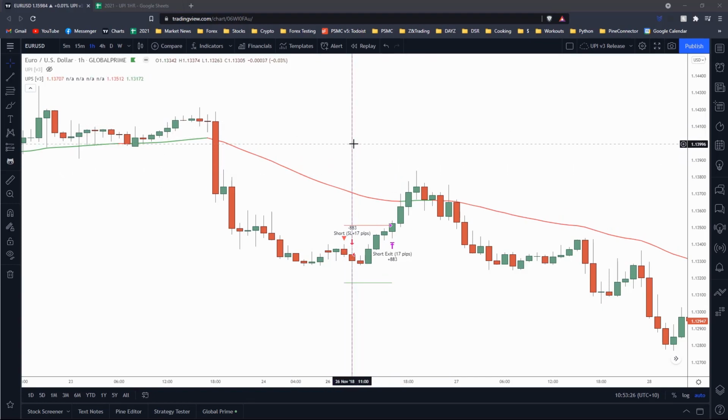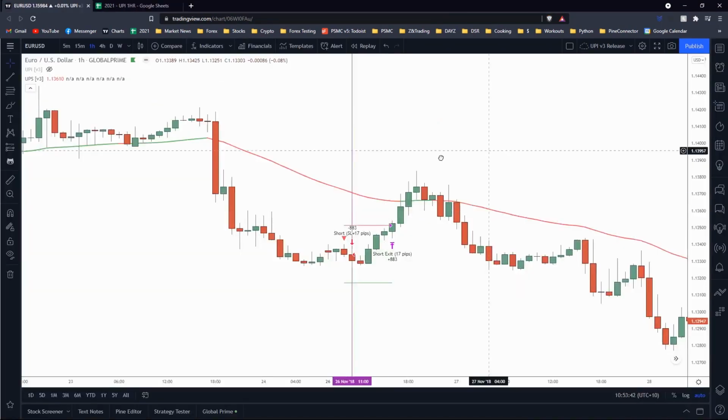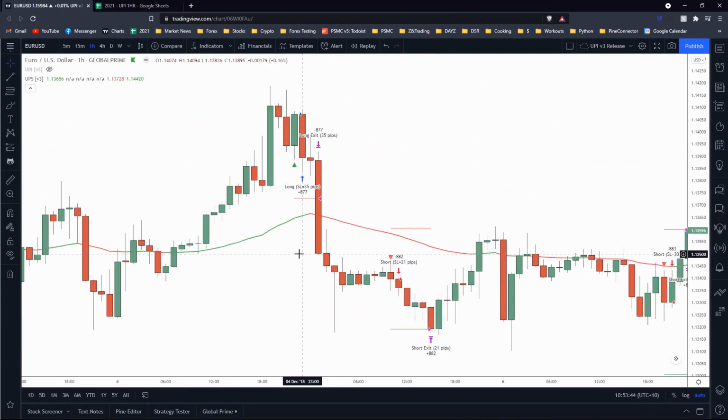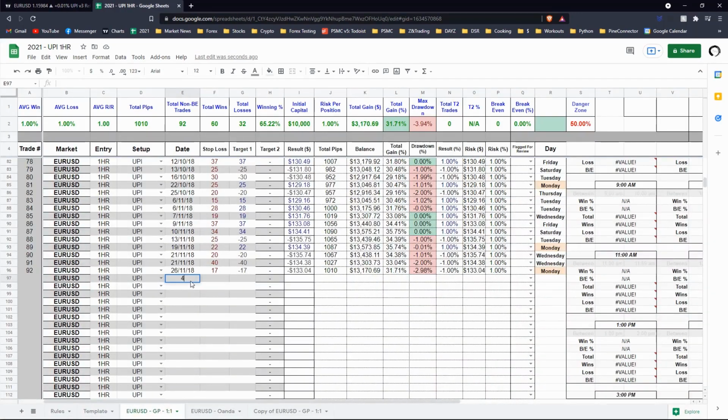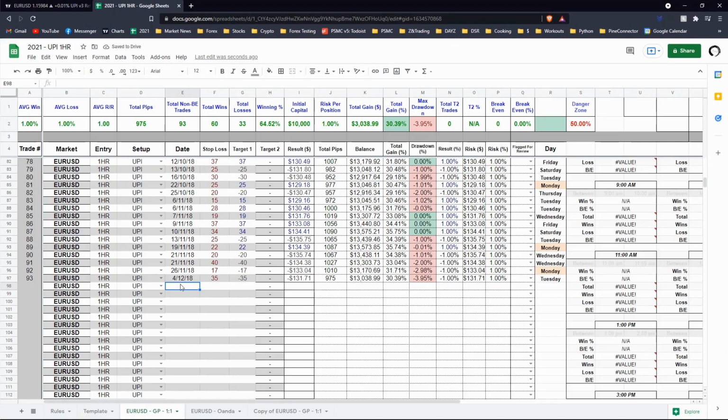So I just hit Alt V there, put a vertical line, 26th of November, and we had a 17 pip stop. Losing trade. Let's move on. Another losing trade. Picked a good time to start testing. 4th, the 12th, 18, and a 35 pip stop. Finally, a winning trade, 5th of December, and a 21 pip target hit.